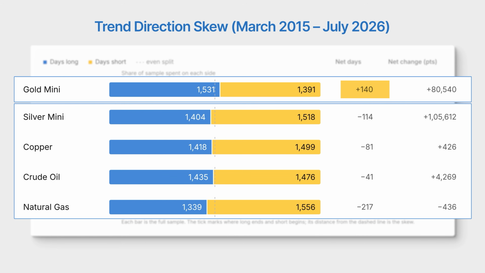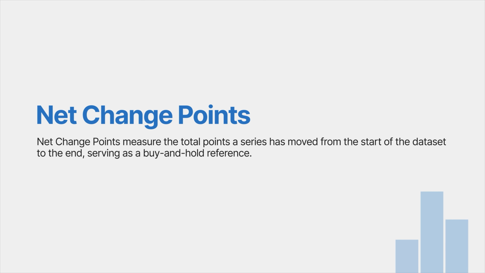Silver, on the other hand, and all others have a slightly short skew, which means they spend more time on the short side. Crude oil is right in the middle because it spends an equal amount of time on both sides. We'll come back to it later, but there's something worth observing there. The net change points are from the start of the data to the end. How many points did this particular series capture? Sort of a buy and hold reference.